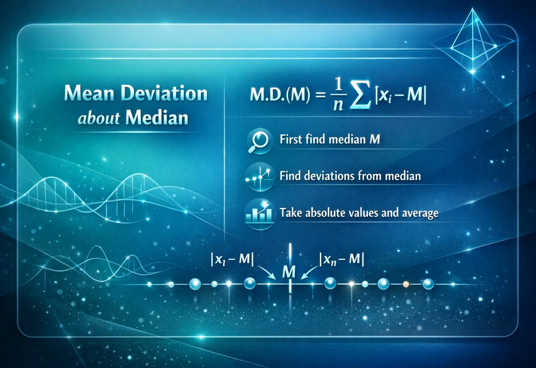Mean deviation about the median uses the same process, but centers on the median m. MD of m equals 1 over n times sum of absolute values of xi minus m. First, find the median by arranging data in order. Calculate deviations from the median. Take absolute values and average them.